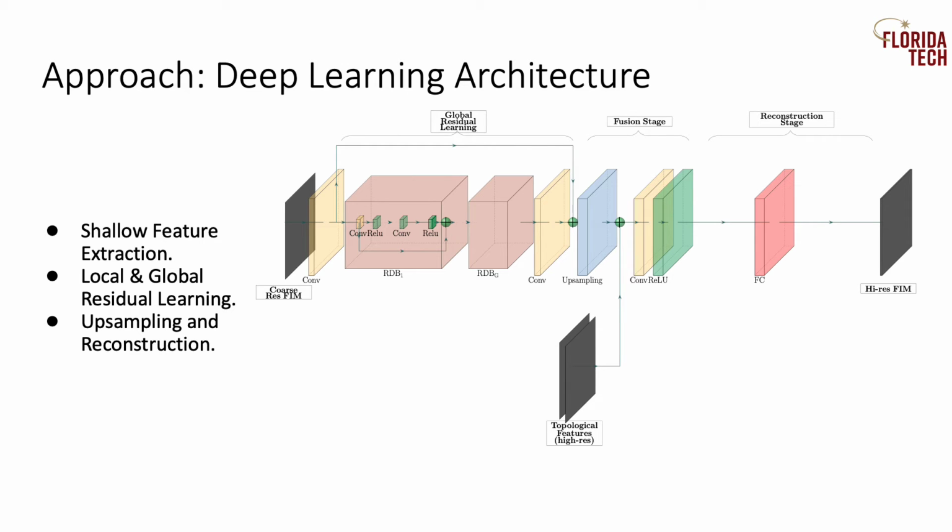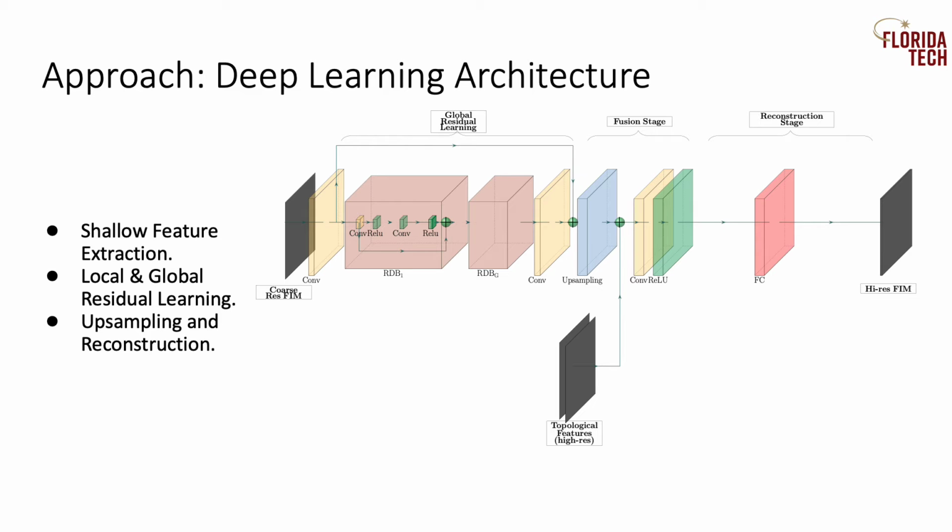The diagram shows a slightly high-level description of our model. It consists of a shallow feature extraction part in the beginning. This transforms the input into features that will be used by the RDBs or residual dense blocks, indicated here by the light red boxes. The RDNs use a combination of local and global residual learnings via these RDBs.